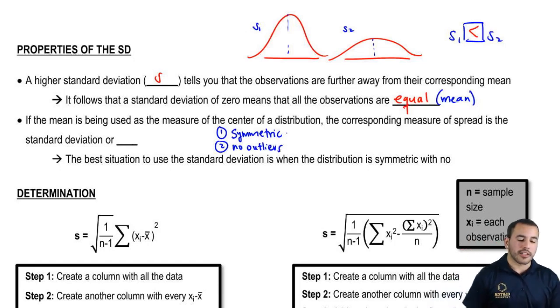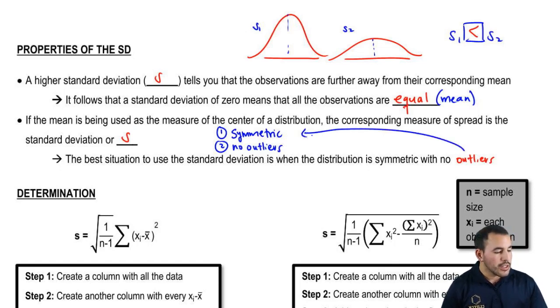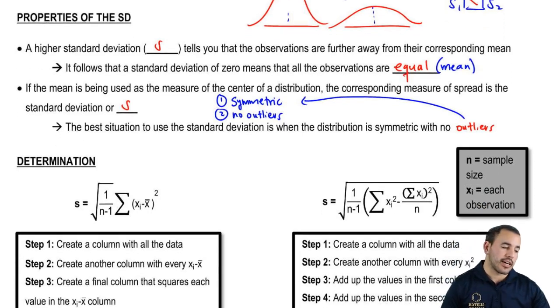So when we use the mean as a measure of center for a distribution, the corresponding measure of spread is going to be the standard deviation, or again, S, right? So the best situation to use the standard deviation is when the distribution is symmetric with no outliers. So we kind of just talked about that right up here. Right? So no outliers, symmetric, we're good to go. So now we talked about the properties. Let's go ahead and try to find out how we can solve for the standard deviation given a data set.